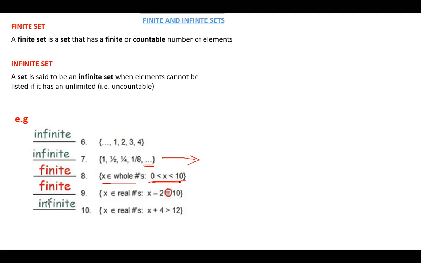If you cannot manage to list the elements in a set, it means that it is an infinite set. Here we can manage, because these numbers are just 1, we have 2, we have 3. You list them up to 7, 8, and then up to 9.